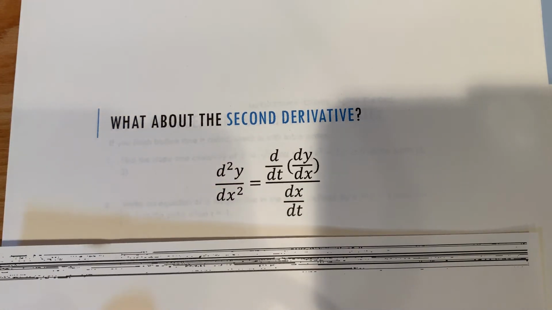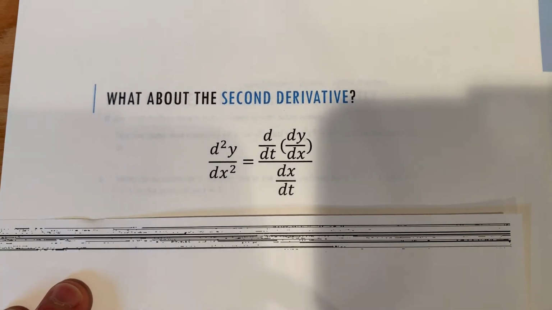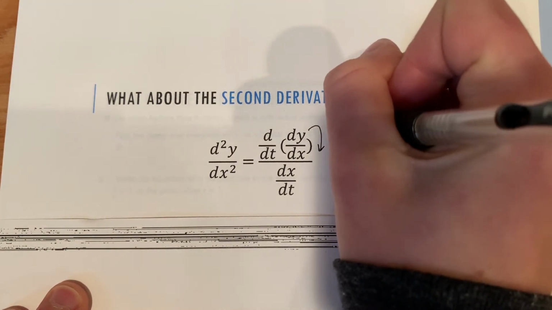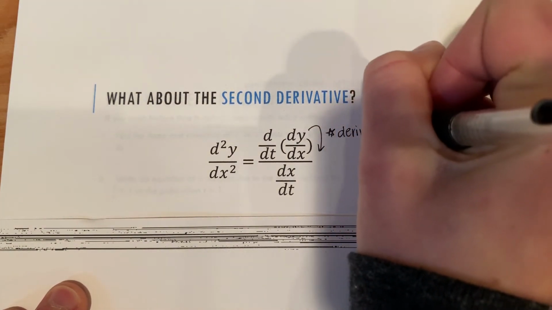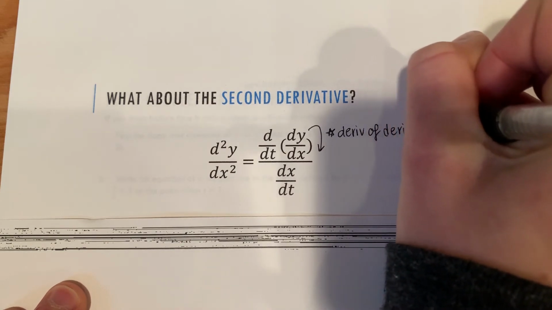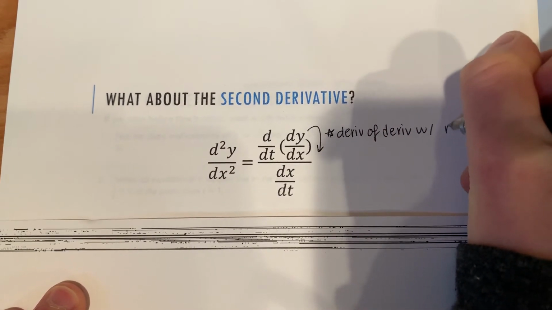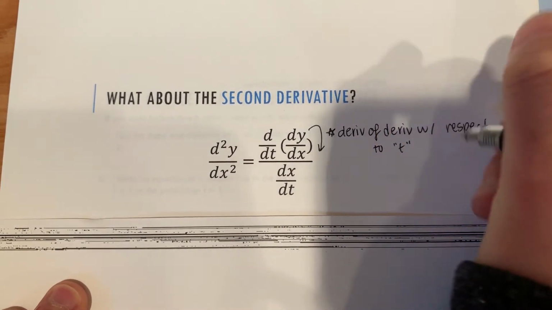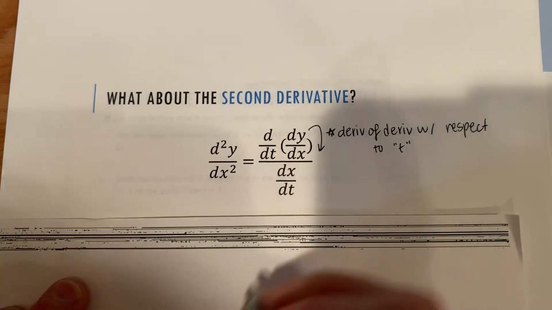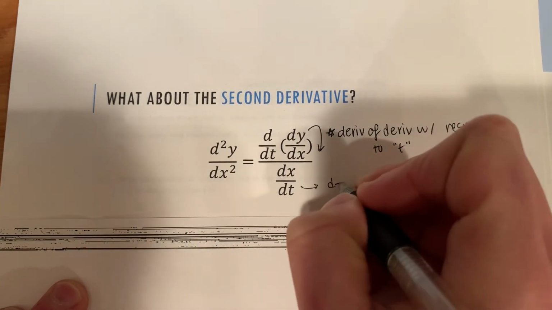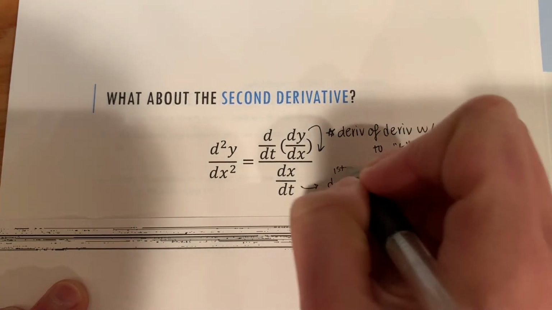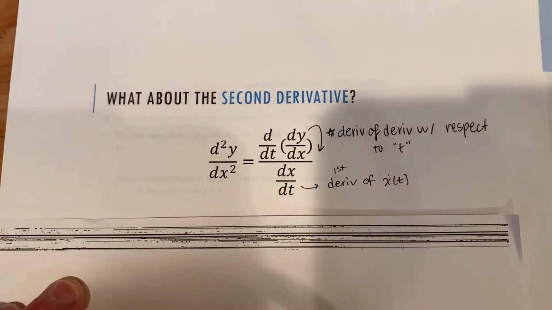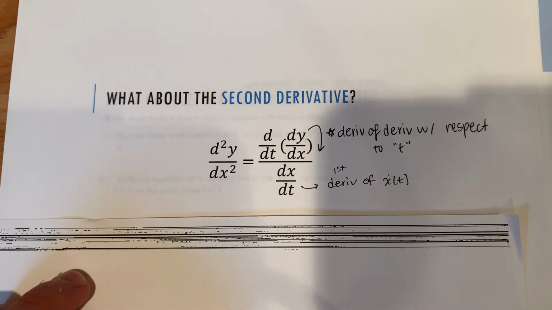So what we're going to need to do is take the derivative of our derivative. That's what we're doing here. Derivative of the derivative with respect to t. And then we're going to divide it by the derivative, this is just the first derivative of x of t. And that will get us our second derivative.